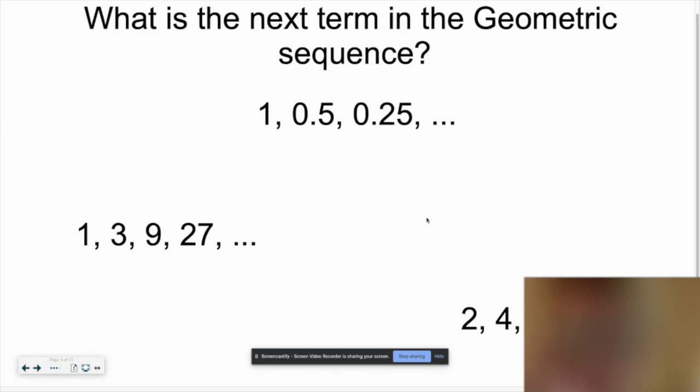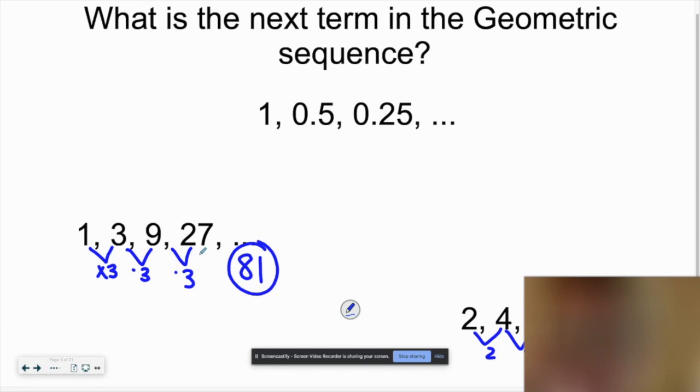Okay, so maybe the first one's a little bit more difficult to see, but if we look at this one down here, we find ourselves multiplying by 3. So then if we want to find the next term of the sequence, we take 27 times 3, which gets us 81. If we notice down here, we're multiplying by 2. So then if we find the next part of our sequence, it would be 32.